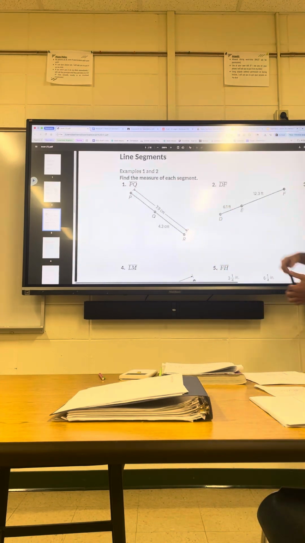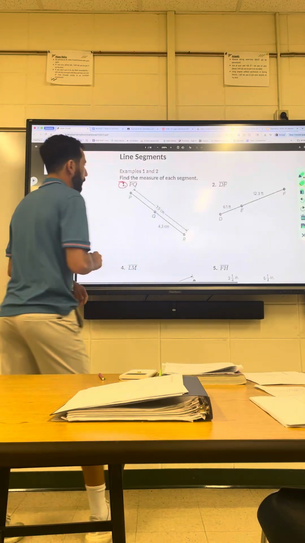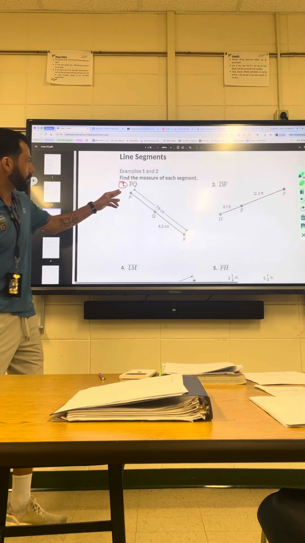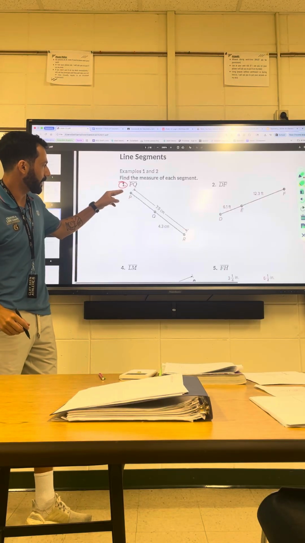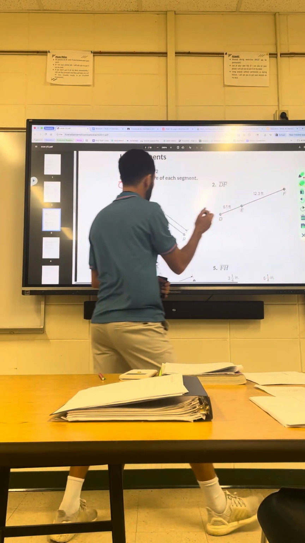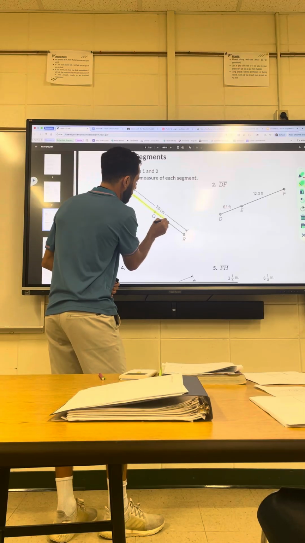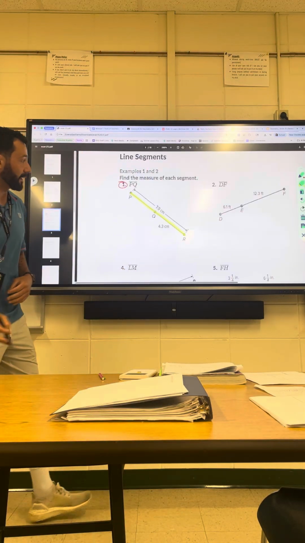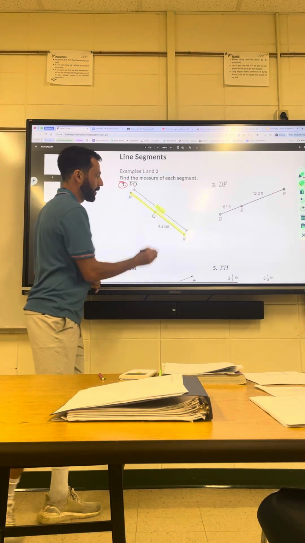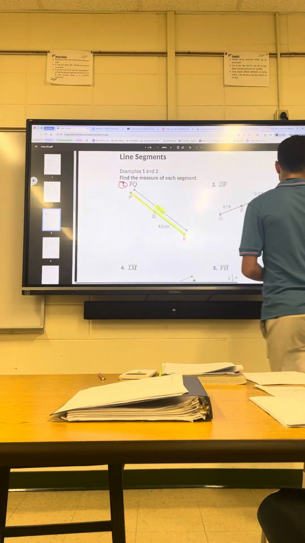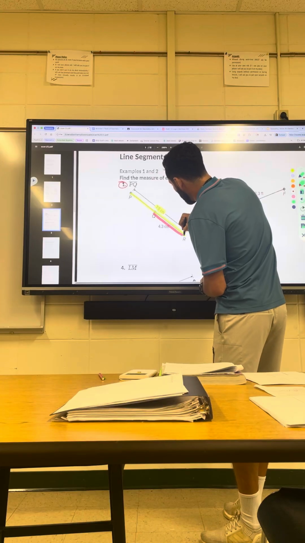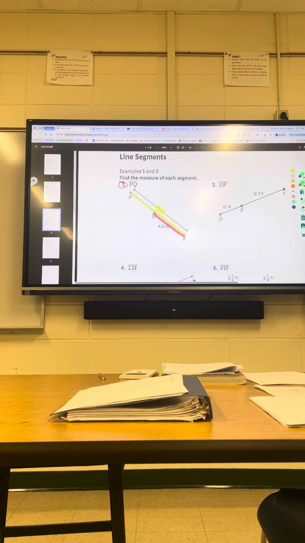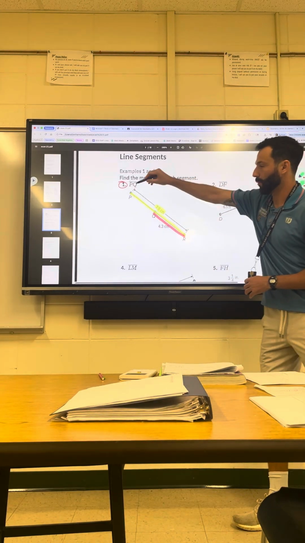There's one question identical to this one that's on the test. So find the measure of each segment. So they want us to figure out what PQ is. They give us the entire distance of the segment. They say that the entire distance of this segment is 7.9. And then they give us part of the distance from here to here. This red portion is 4.3. We got to figure out what that other portion is.